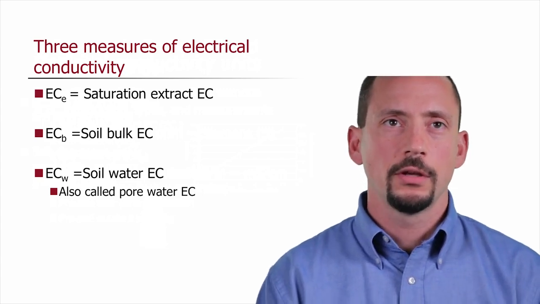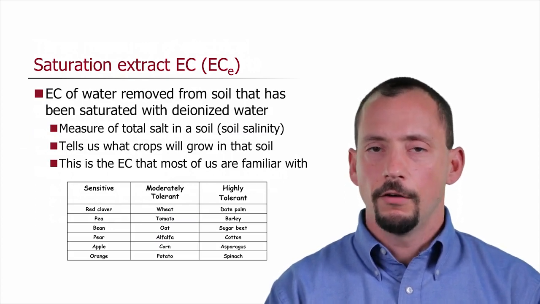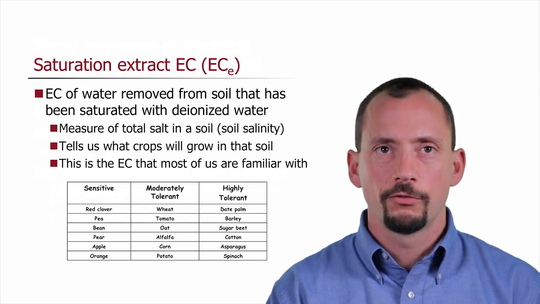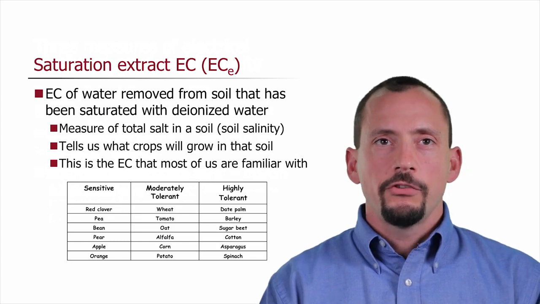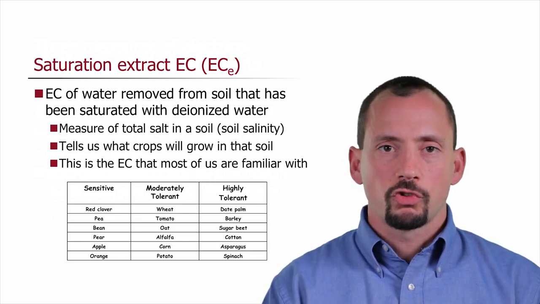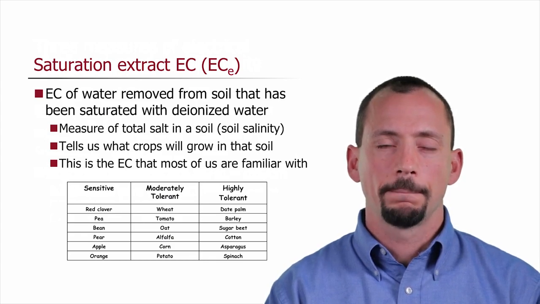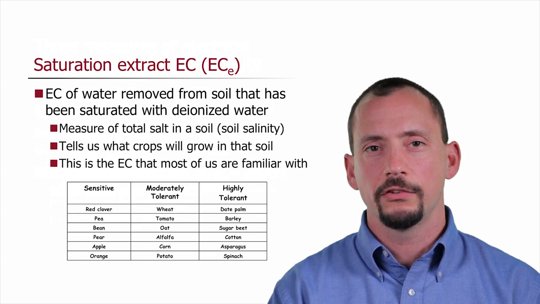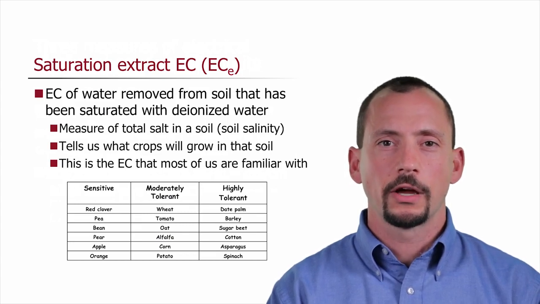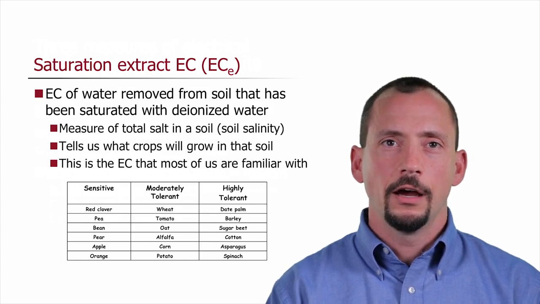So as I mentioned, the saturation extract EC is just the electrical conductivity of the water that's been removed from a soil that has been saturated with deionized water. Because the soil is at a constant water content, it's at saturation, this is a quantitative measure of the salinity of the soil. So ECE, or saturation extract EC, is the measure of electrical conductivity that tells us the salt status or the salinity of that soil.